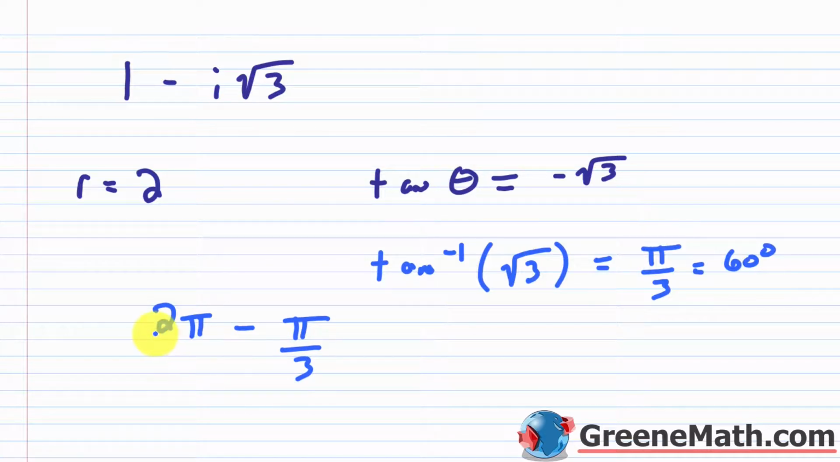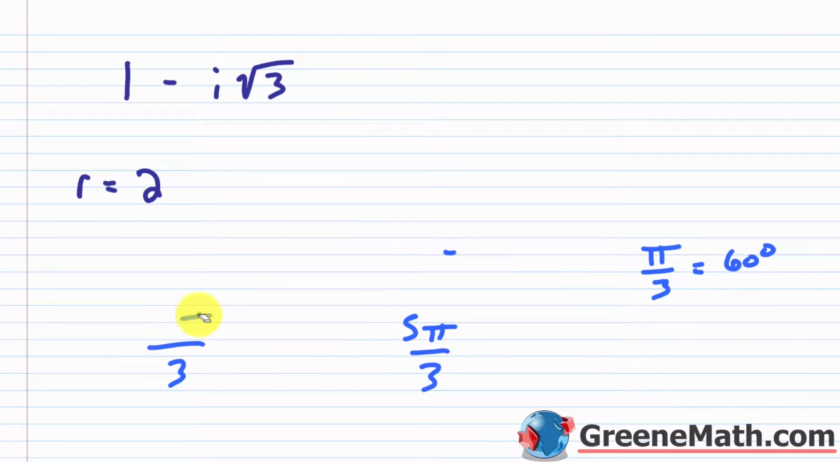You can write this as 6 pi over 3. So 6 pi over 3. And this is going to give me 5 pi over 3, okay? Again, if you wanted to do this with degrees, you do 360 degrees minus 60 degrees, you would get 300 degrees. So however you want to do that. So let's go ahead and write this. Since we have all the required information, I'm just going to say theta here.